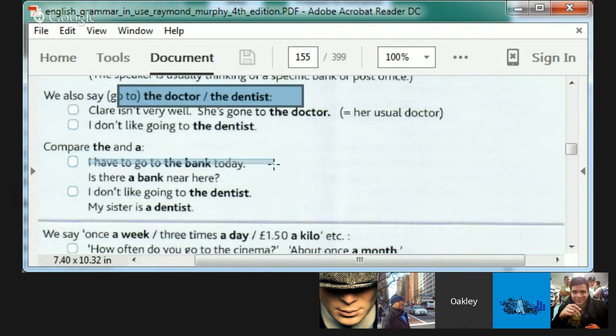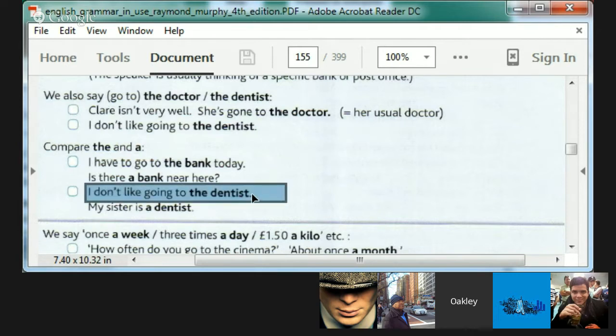I have to go to the bank today. Is there a bank near here? So it obviously doesn't matter which bank. I don't like going to the dentist. The speaker knows who their dentist is. My sister is a dentist, one of many.